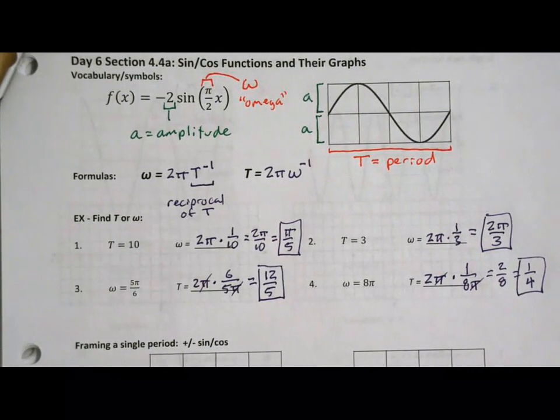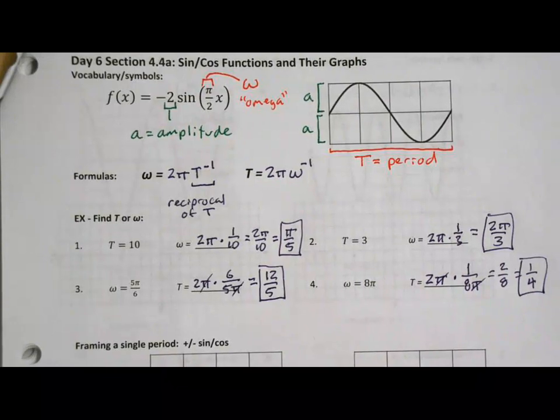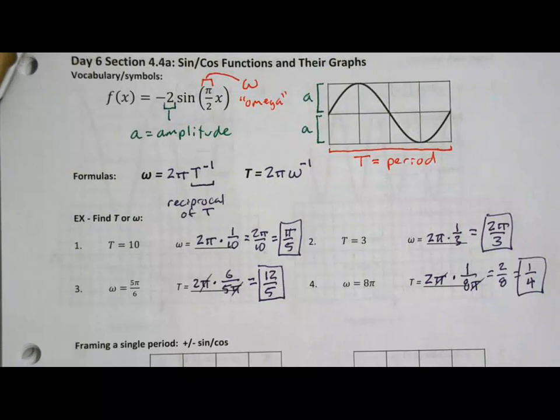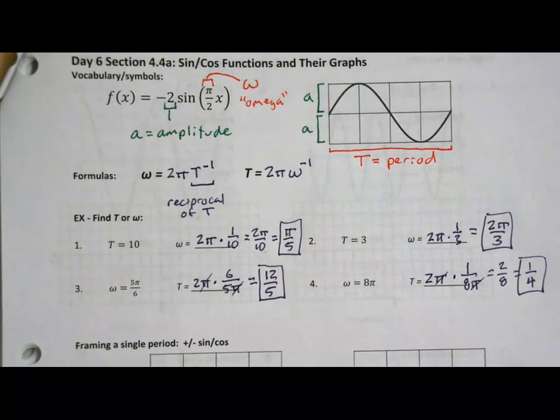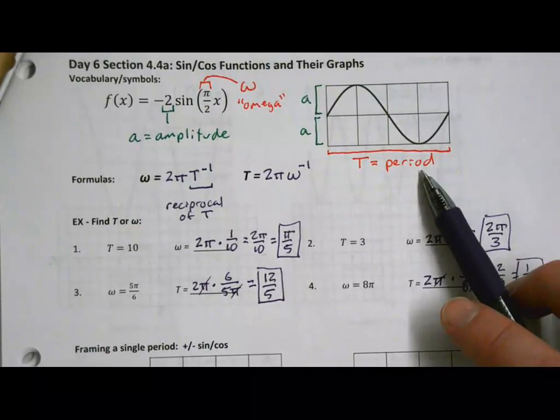We get 1/4. All right. Okay, so do you feel comfortable right now? If I give you t, you can find omega. If I give you omega, you can find t. All right. And omega comes from the equation. T comes from the graph.